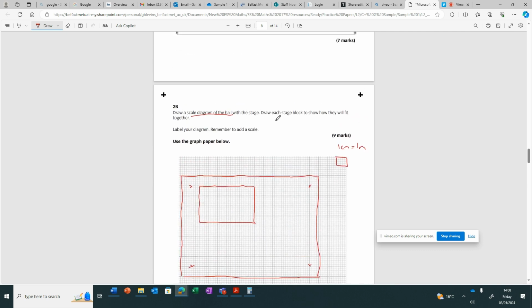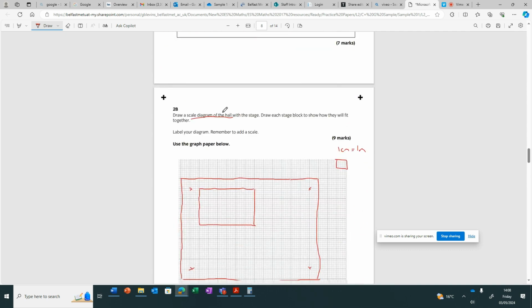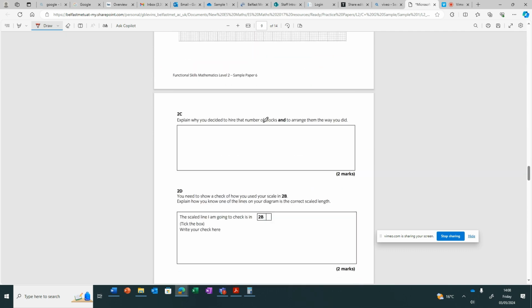Explain why you decided to hire the number of blocks and arrange them the way you did. Why did we? Well, the stage is big enough to meet the requirements and is at least 1 meter away from doors.